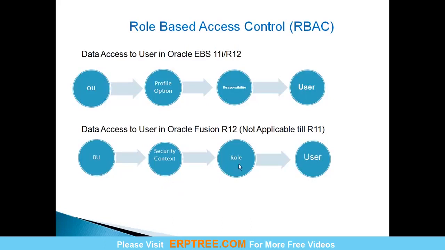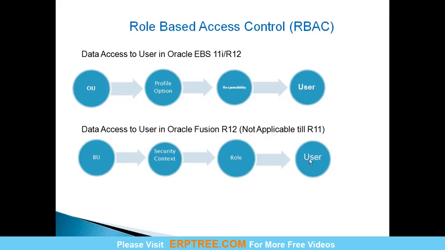So BU we have to assign to role by using the security context. In EBS, by using the profile option, we assign OU to responsibility, but in Fusion, BU we assign to role by using the security context. In Fusion also we have profile options, but for this kind of assignment we don't use profile options. We use a concept called security context.